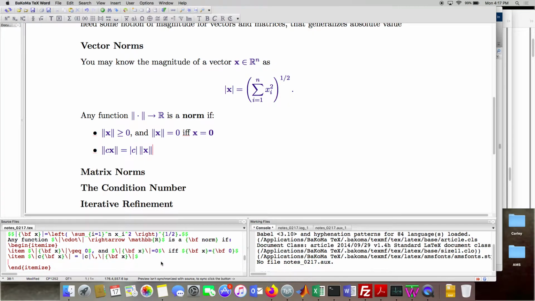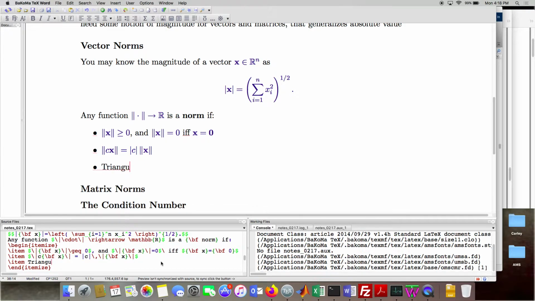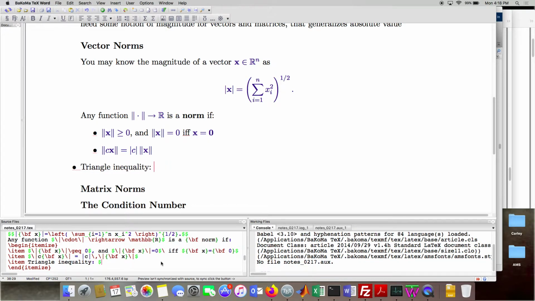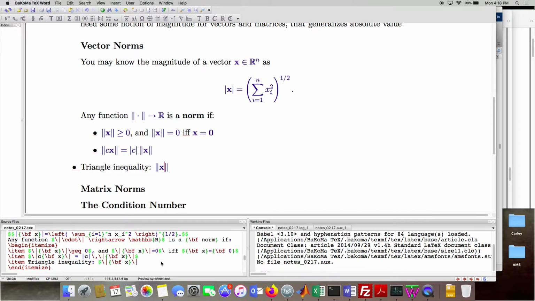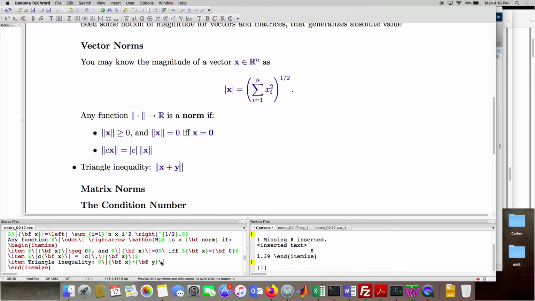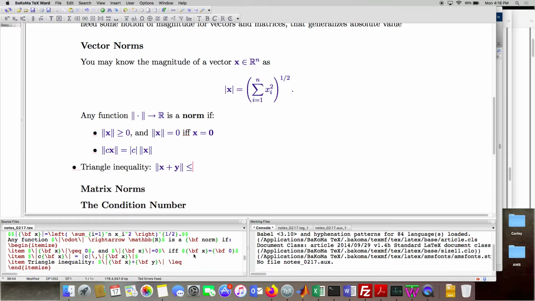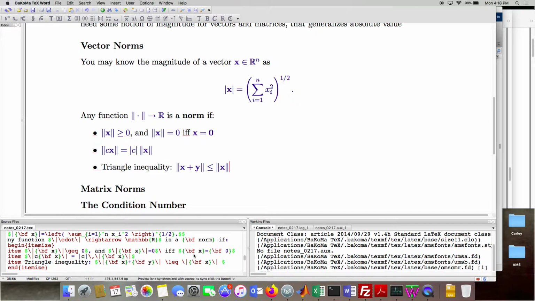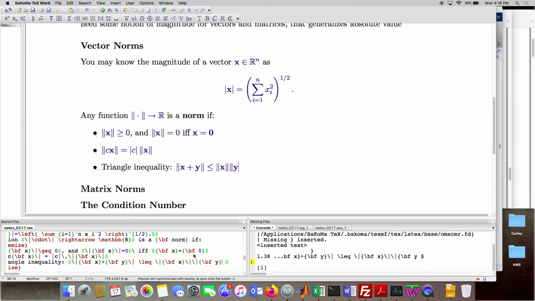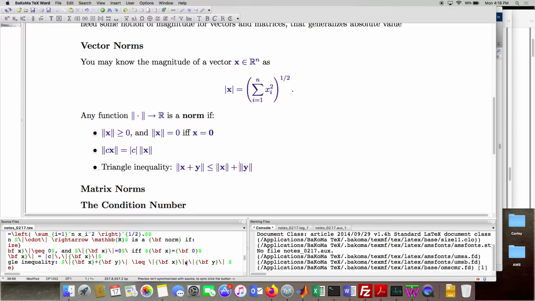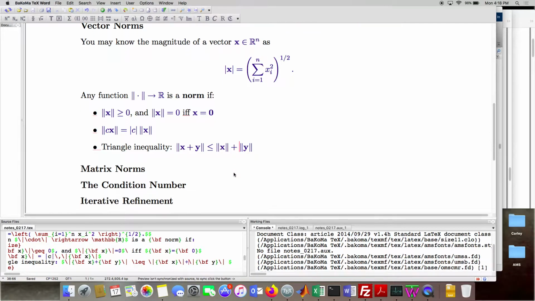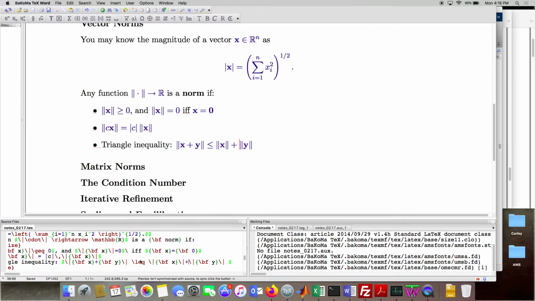Okay. And then finally, what you know of as the triangle inequality, that the norm of a sum has to be less than or equal to the sum, not the product, the sum of the norms. So as long as the norm function satisfies the triangle inequality, it also is a valid notion of magnitude.